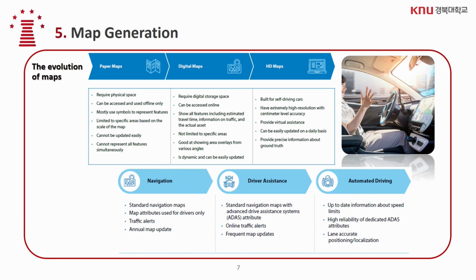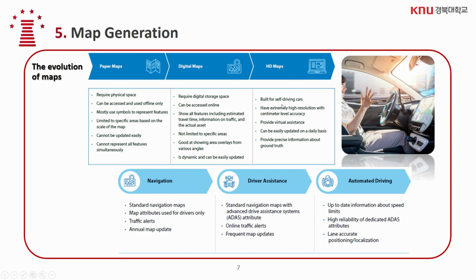But digital maps require digital storage space and can be accessed online. They show all features, including estimated travel time, information on traffic, and the actual assets. There is no limit to specific areas, and they are good at showing area overlays from various angles. As for HD maps, most current autonomous driving companies are focusing on HD maps. Creating an HD map is a hot topic for researchers, and they are trying to address the challenges of creating HD maps.